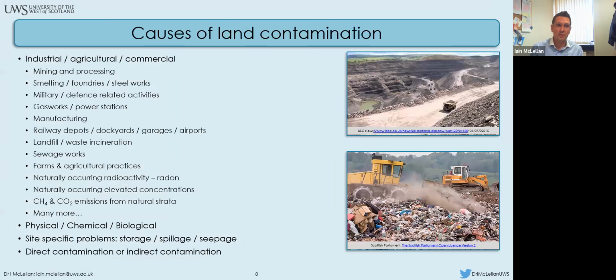So what causes contamination? Pretty much everything humans do and work on will cause some form of contamination. You can get direct, so point source pollution, so a diesel or petrol drum leaking at a garage forecourt, or you can have more diffuse pollution or indirect contamination appearing. So agricultural works, nitrates, for example, fertilizers.